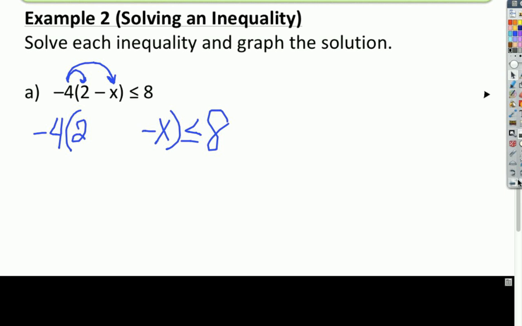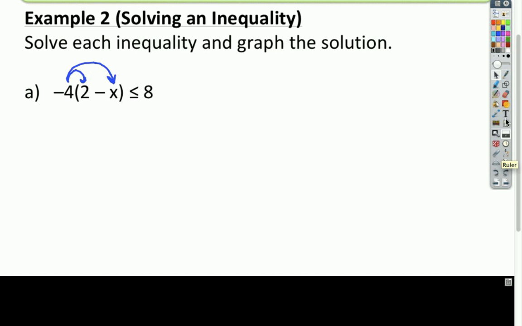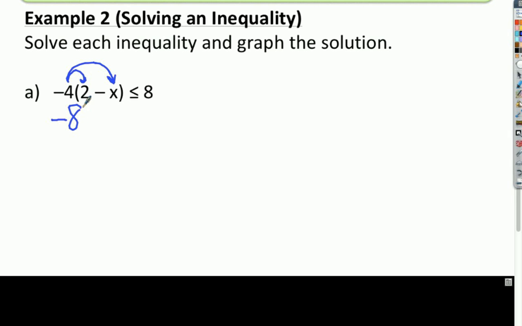So nothing to struggle about. You guys know what you're doing. Let me just back out of this. So, as Jazz said, distribute. Negative 4 times 2 is negative 8. Negative 4 times negative x, what will that become? Now you actually have to do it. Juliana? Very good. Positive 4x.